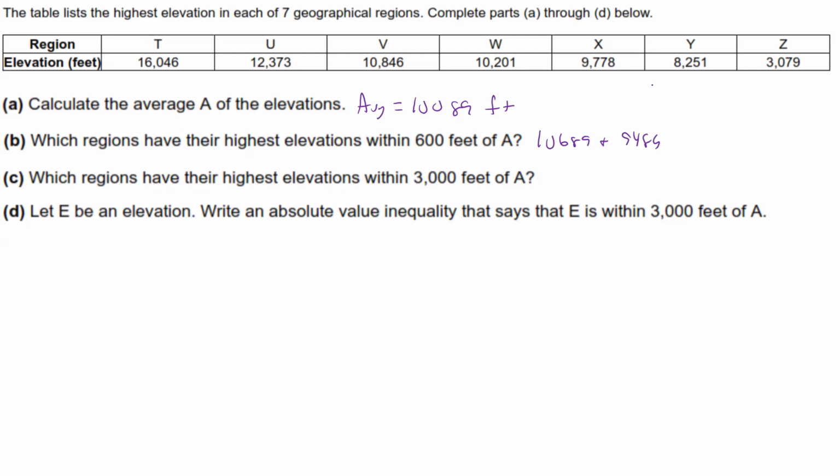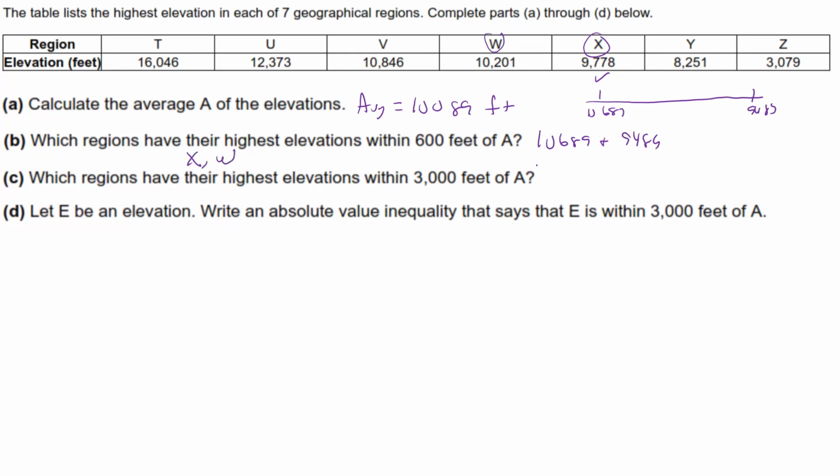And so where do we have those being located? So we have 9,489. That one's within it. That's because we have to think about this on a number line here. That's where I was getting confused. So 9,489 and this is 10,689. So it has to be between them. So that one's in between, and it looks like that one's in between. So only, in this case, X and W.